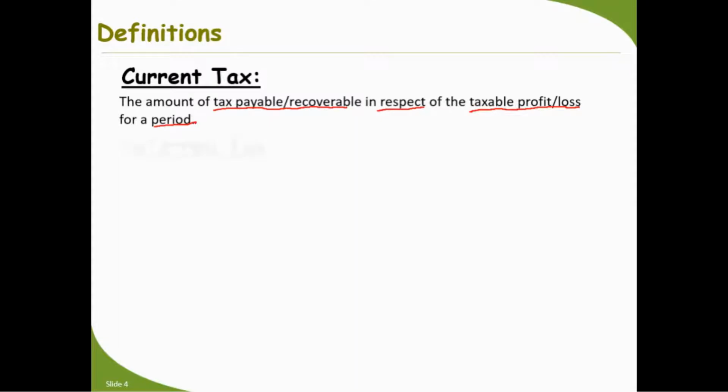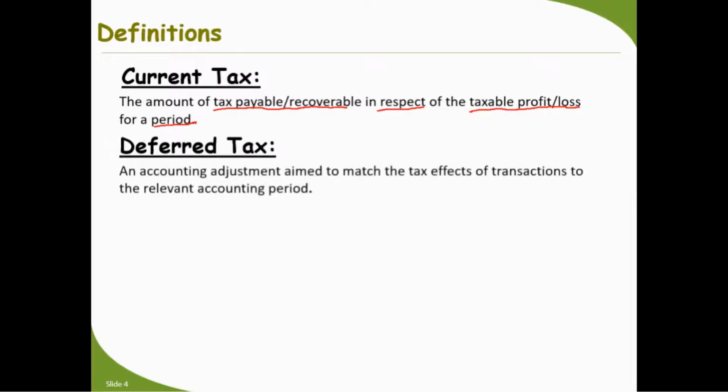Now, deferred tax is an accounting adjustment aimed to match the tax effects of transactions to the relevant accounting period. There is a possibility that the carrying amount of your assets and liabilities would be different from the carrying amount which tax authorities are expecting. Due to that, there would be a timing difference and you need some adjustments. So if you have any tax effect adjustment across those different accounting periods, that is called deferred taxation.